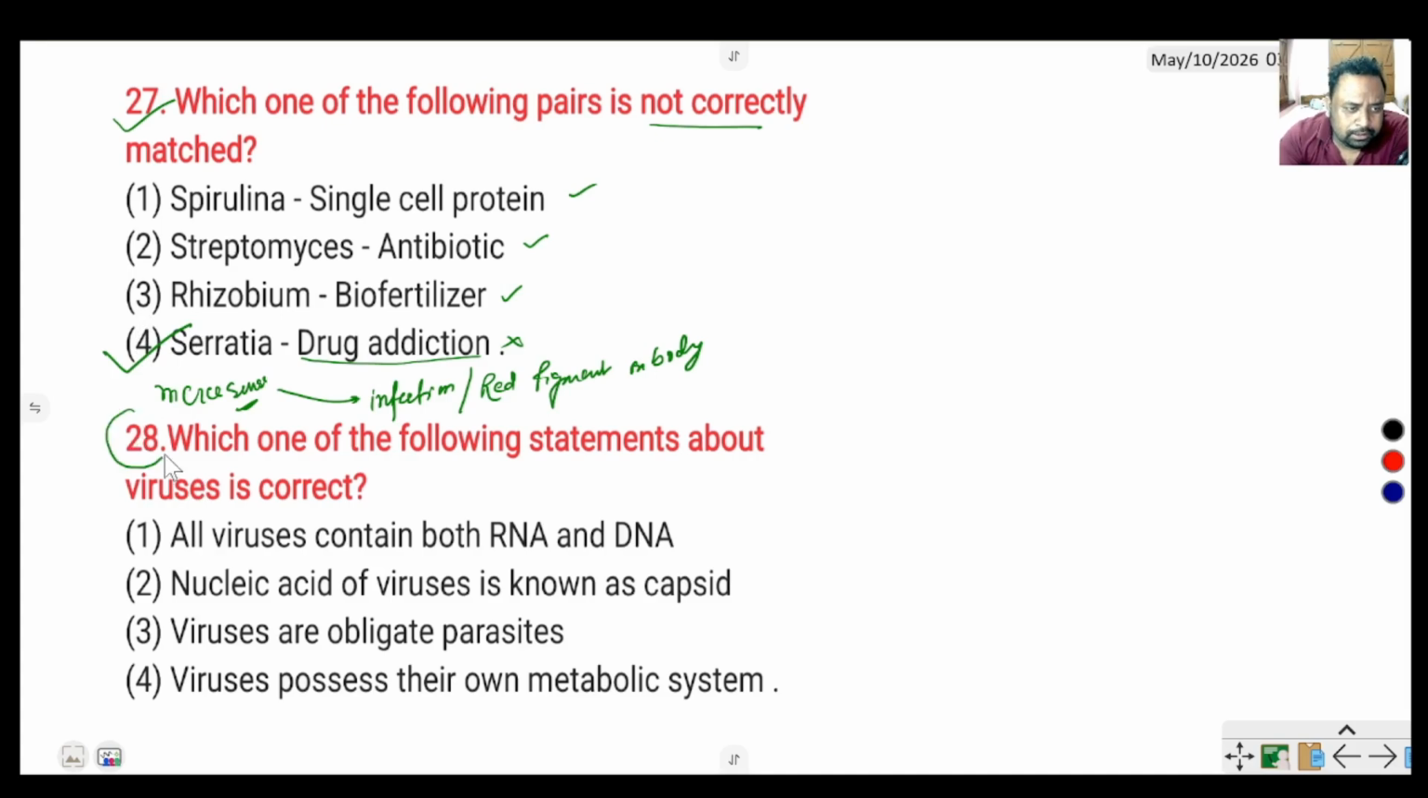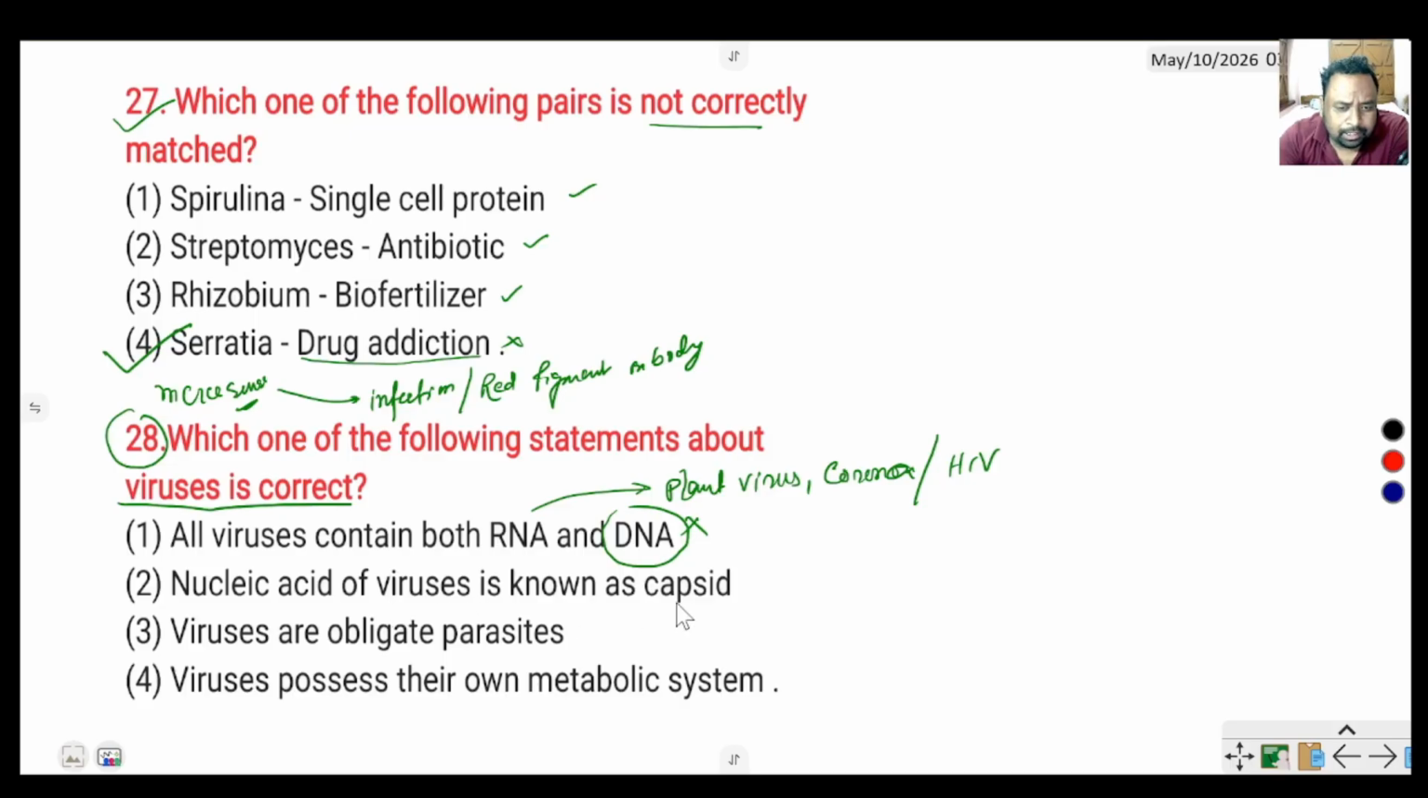Next question, question number 28. Which one of the following statements about viruses is correct? All viruses contain both RNA and DNA. No, not all viruses contain both. Most viruses contain DNA as genetic material, but some plant viruses and animal viruses like coronavirus or HIV contain RNA.